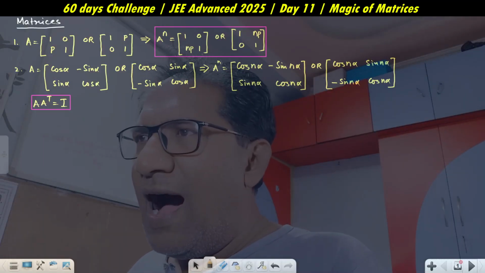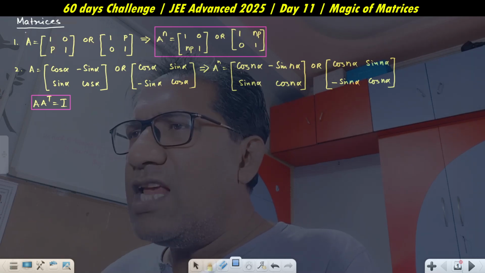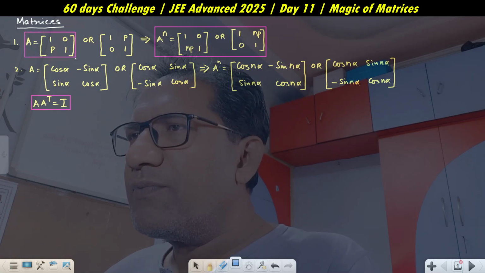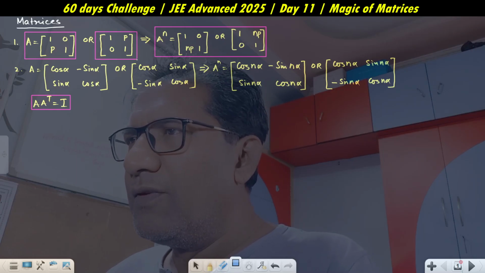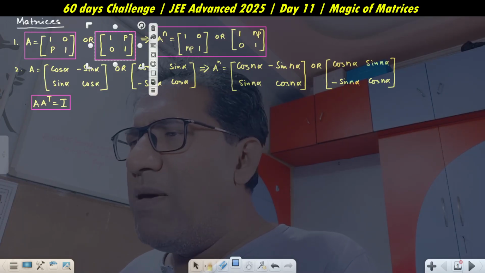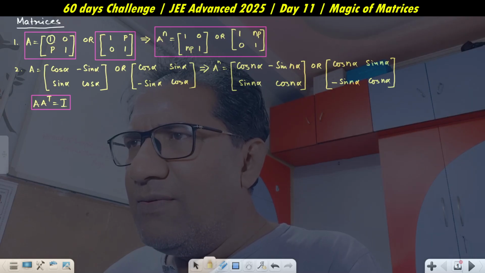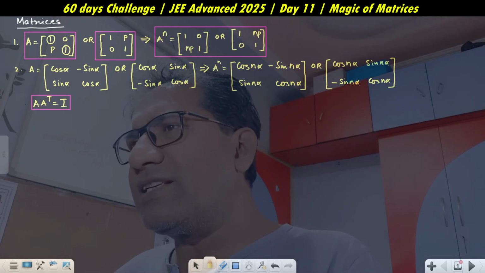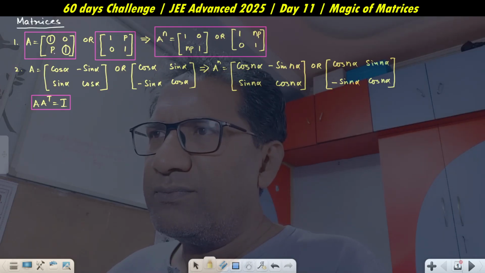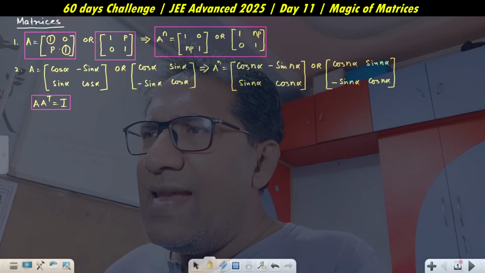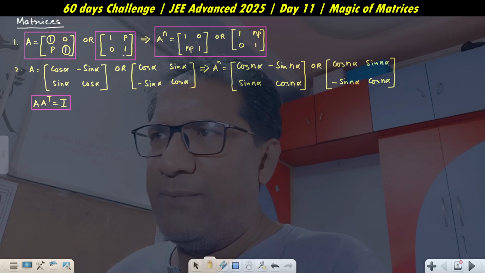Here I have shown you two matrices. This is one matrix and this is another form. You must remember these two forms. These are the diagonal elements of this matrix and these two are non-diagonal elements. Now, in the diagonal elements, it is 1 and 1. In both the matrices, it is 1 and 1.